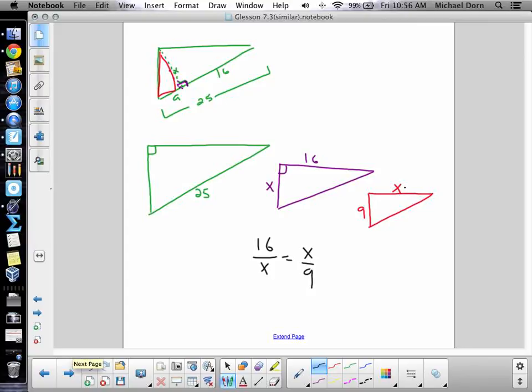Again, we cross multiply. I get x squared equals 16 times 9, which is 144. So x is the square root of 144, which is 12. So now we've solved that the altitude is 12. Once I know that that's 12, now I could go back and solve the other information that I need using the Pythagorean theorem, if I needed to do that, which we aren't going to ask you to do yet.